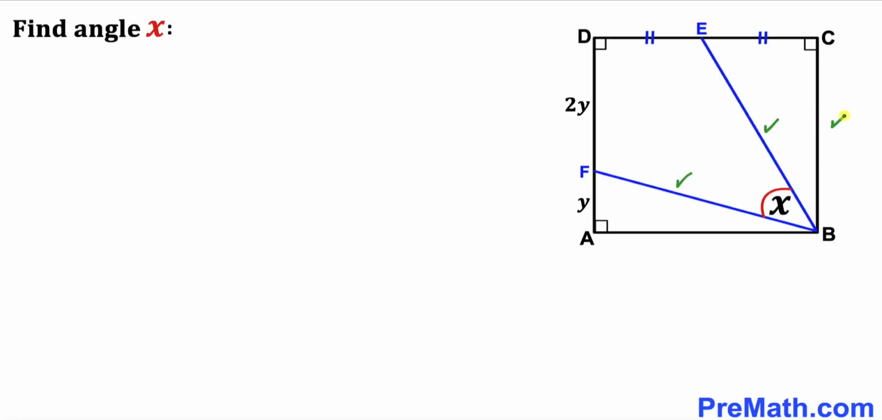In this video, we have got these two line segments BE and BF inside this square ABCD, as you can see in this diagram, such that this line segment DE is equal to this line segment EC. And furthermore, if this line segment AF is y, then this line segment FD is going to be 2y. And now we are going to calculate this angle x.